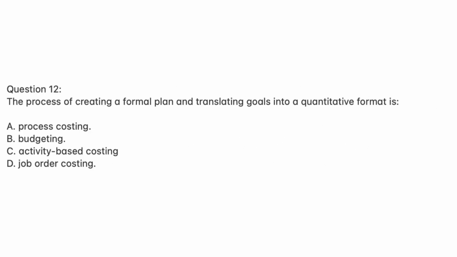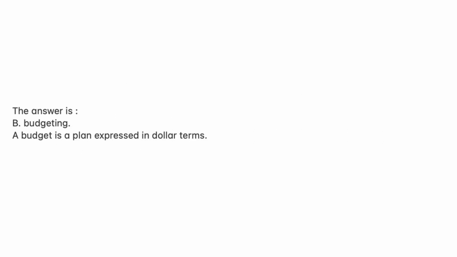Question 12. The process of creating a formal plan and translating goals into a quantitative format is A. Process costing. B. Budgeting. C. Activity-based costing. D. Job order costing. The answer is B. Budgeting. A budget is a plan expressed in dollar terms.